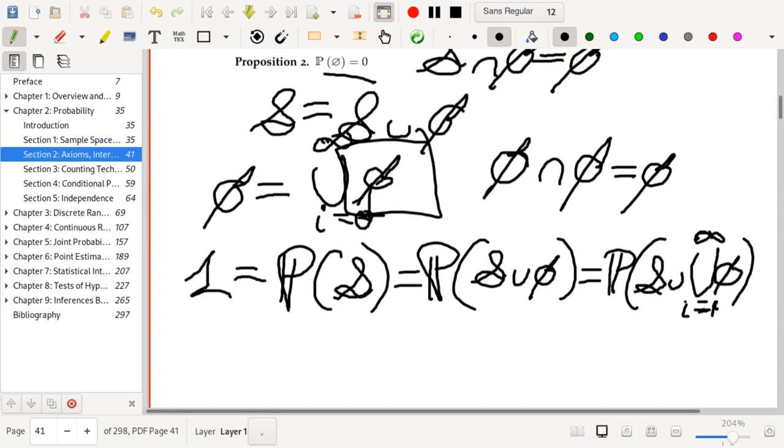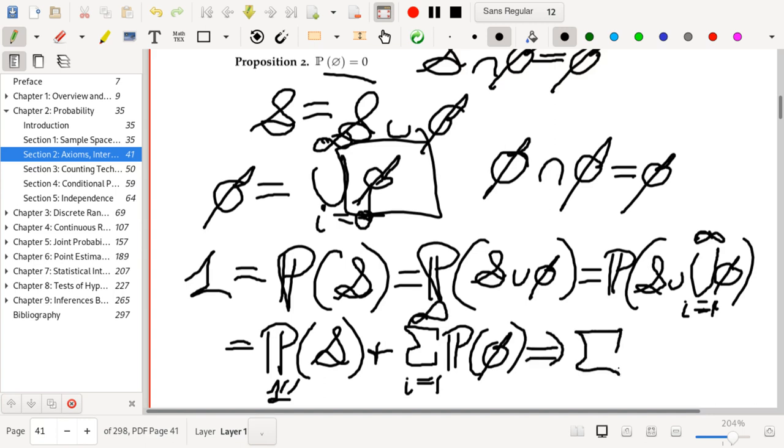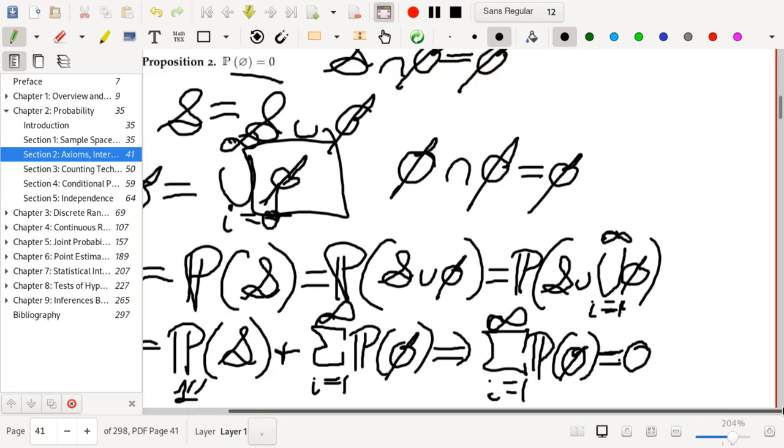And then we apply that third axiom to say that this is going to equal the probability of the sample space plus the sum from i equals 1 to infinity of the probability of the empty set. And what that forces us to then say is that since the probability of the sample space is equal to 1, we're forced to say that the sum from i equals 1 to infinity of the probability of the empty set is equal to 0. But that's only going to be possible if the probability of the empty set is itself equal to 0.